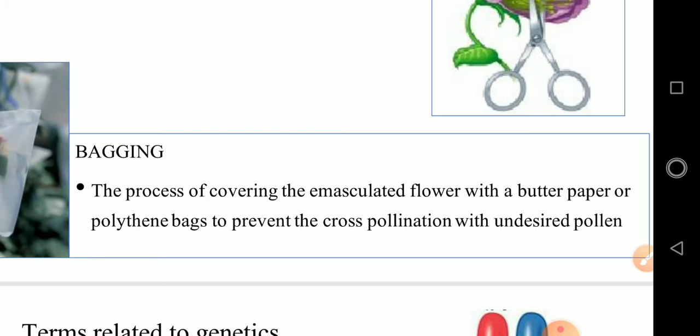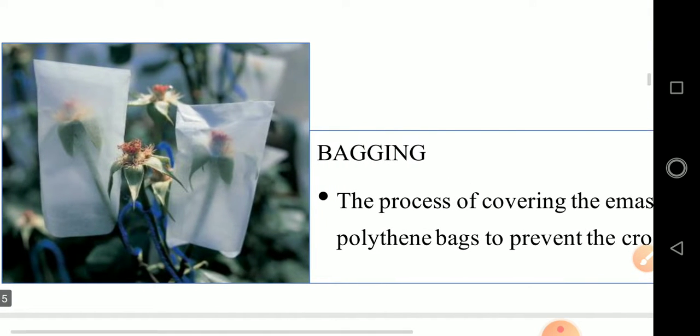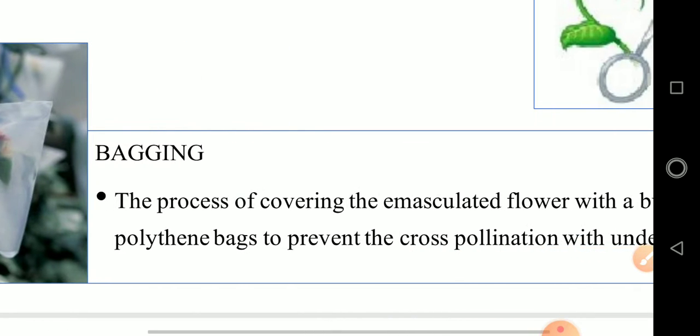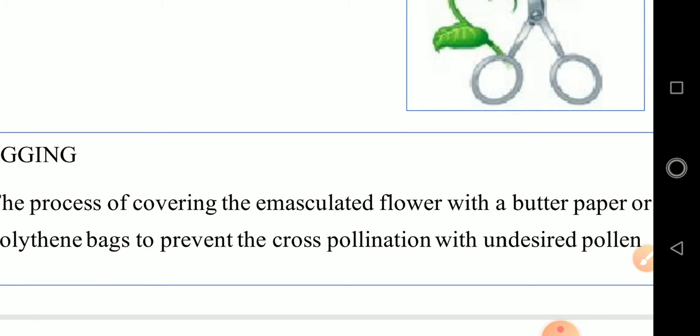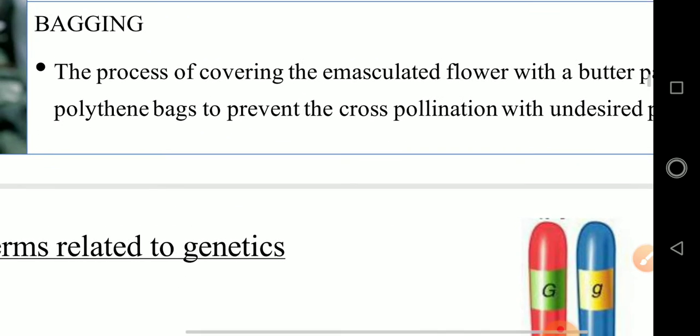See this picture, the emasculated flower is covered with a polythene bag or butter paper. Why? To prevent cross pollination with undesired pollen. So other pollens must not fall on it, and so that is avoided.